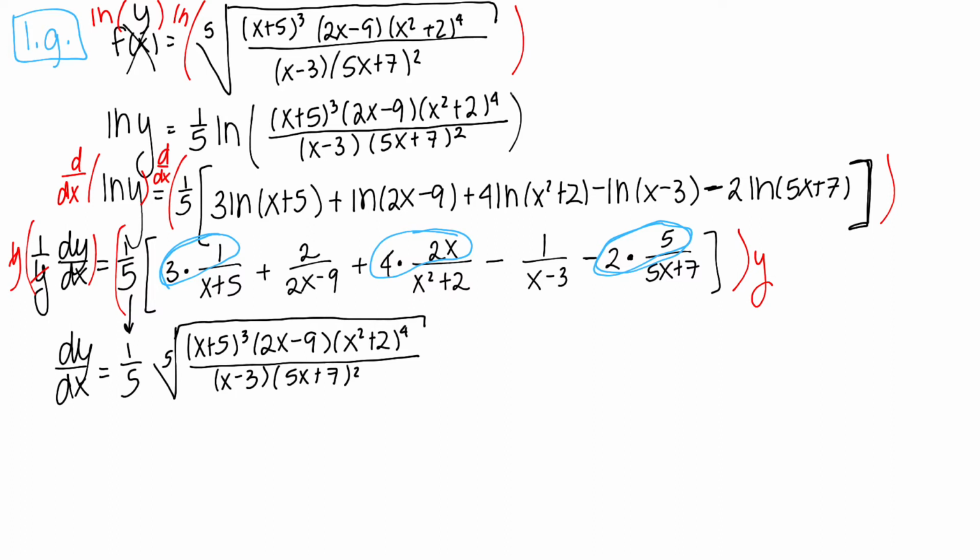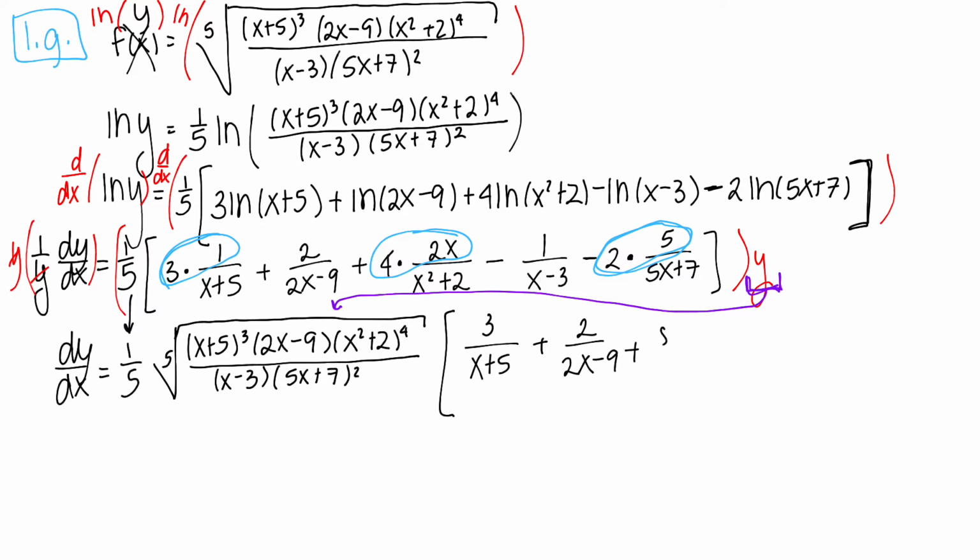So just as a reminder, the y is right there. And now I'm going to put all of this stuff. So we have 3 over x plus 5 plus 2 over 2x minus 9 plus 8x over x squared plus 2 minus 1 over x minus 3 minus 10 over 5x plus 7.